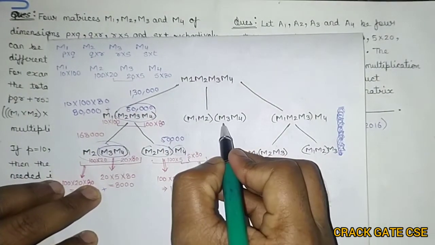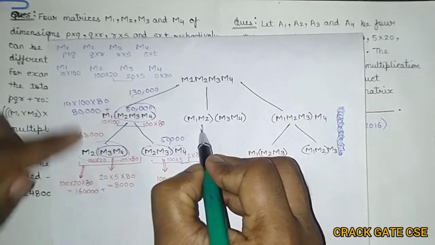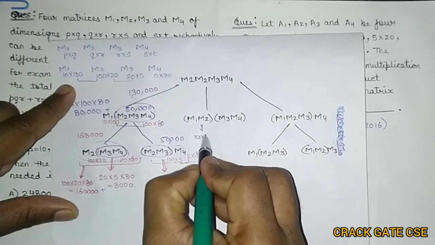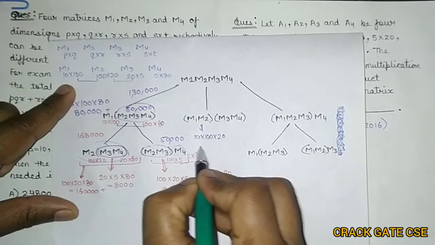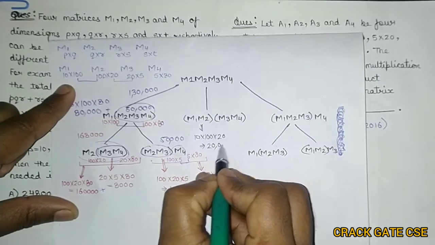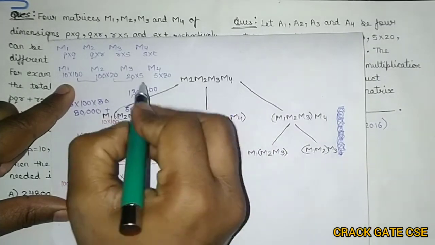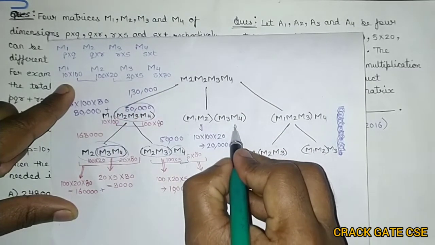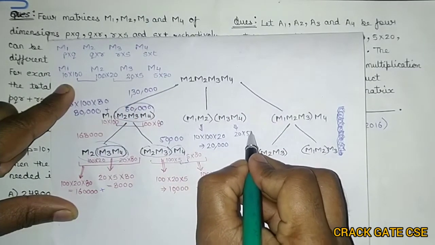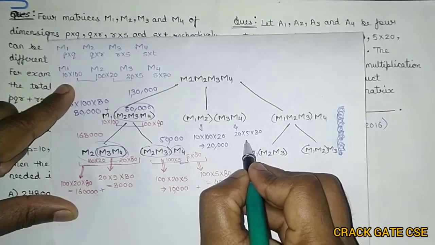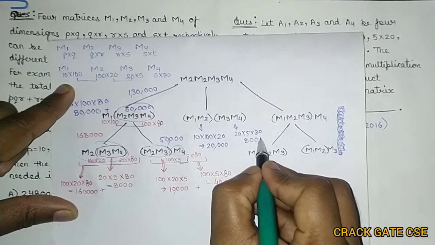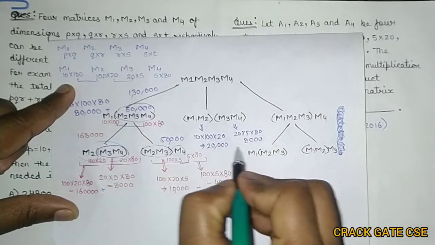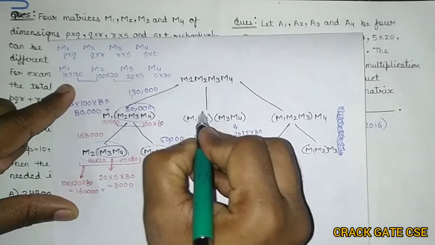Similarly, I have to execute for this. So for m1, m2, I will be getting 10 into 100 into 20, right? This is nothing but 20,000. For m3, m4, I will be getting 20 into 5 into 80. So I will be getting 8,000, right? Now if I add these two, I will be getting 28,000.